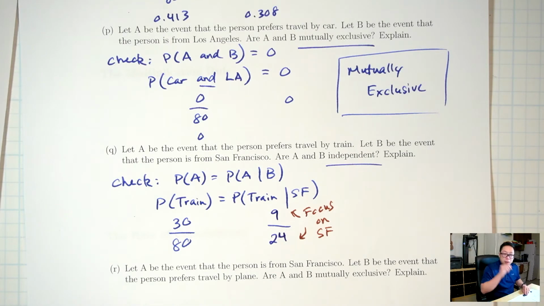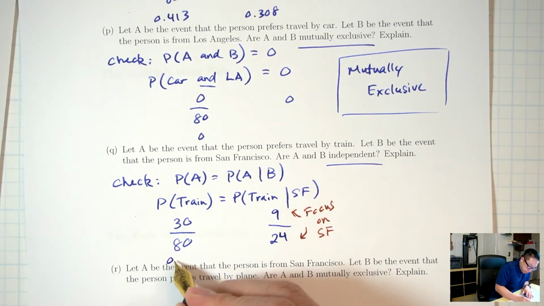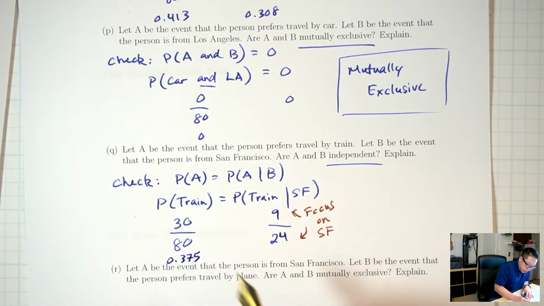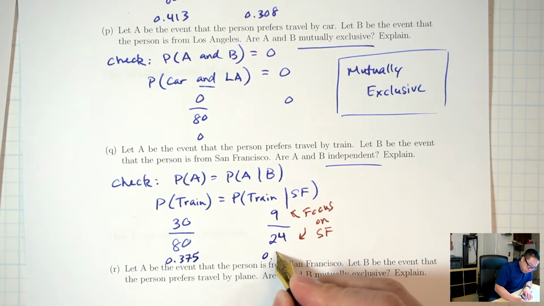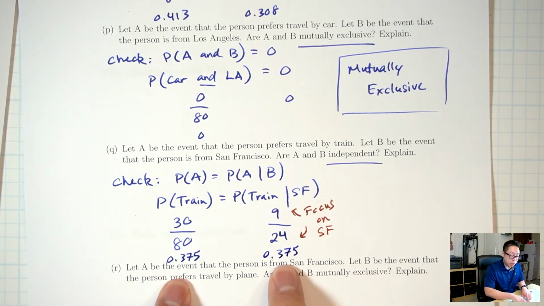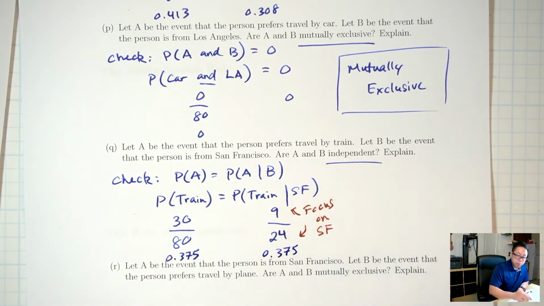All right, so right now, there are two fractions with different denominators, so it's hard to tell. Divide. So 30 divided by 80, 0.375. Right side, 9 over 24, 0.375. So they are equal. So if they are equal, then they are independent.